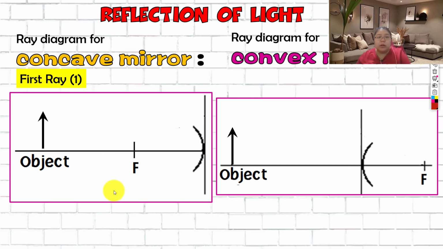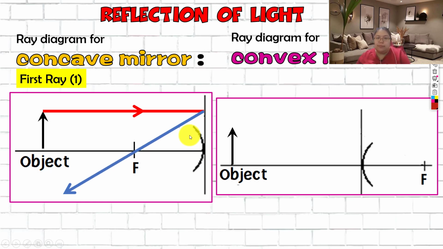Let's see the first one for the concave mirror. Remember there's a focus. When we draw, we never draw the ray hitting the curved mirror; we hit a straight line. Normally we assume the whole straight line is the concave mirror. The first ray must be parallel. This one is an object. From the object you go straight and parallel, and hit the concave mirror. When it hits the mirror, it is reflected to F. So this one we call the first ray.